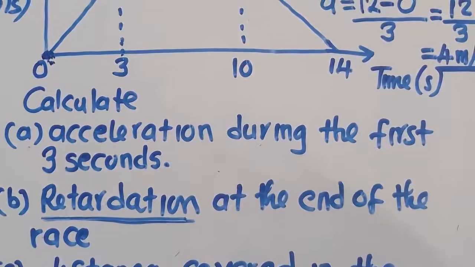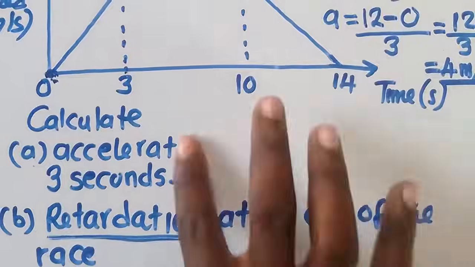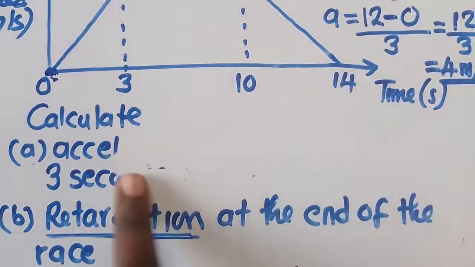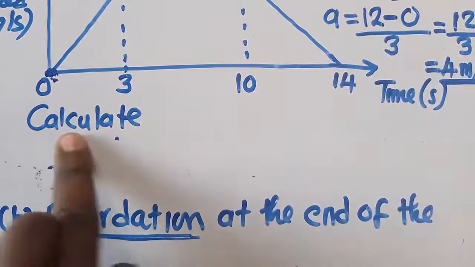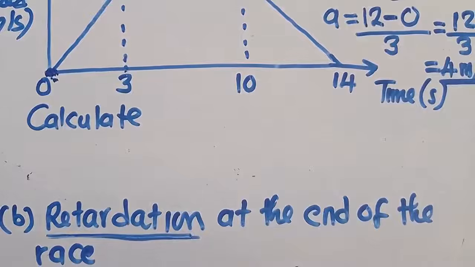So this is very simple. So I'm going to use the space which is here. We've answered this question. I'm going to use the space which is here to answer the next question. I'll use this same space. So what I'm going to do is this. This is what I'm going to do. Retardation at the end of the race.